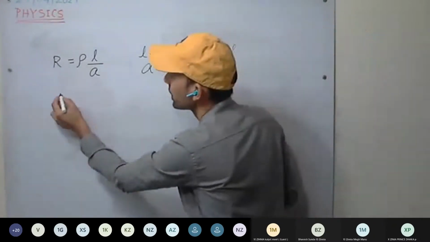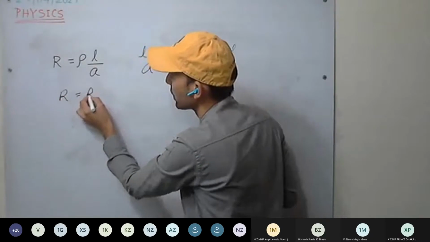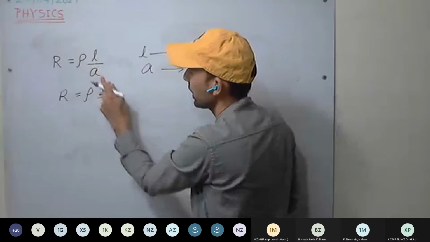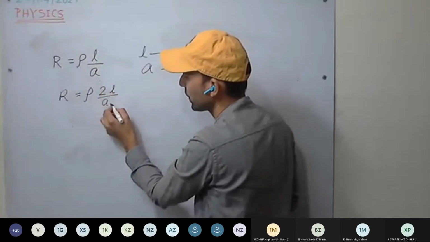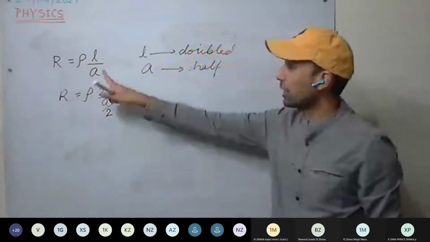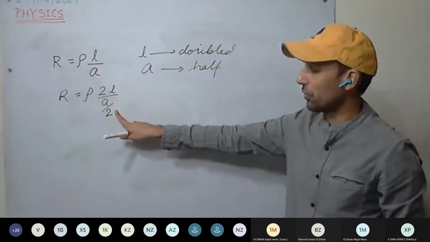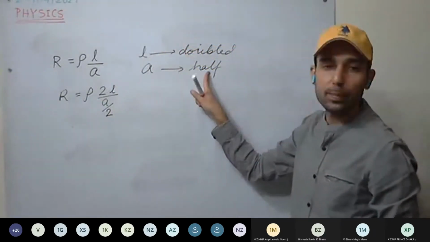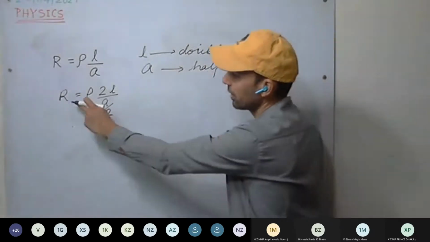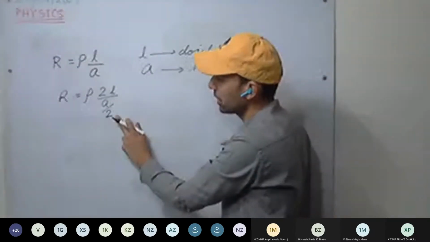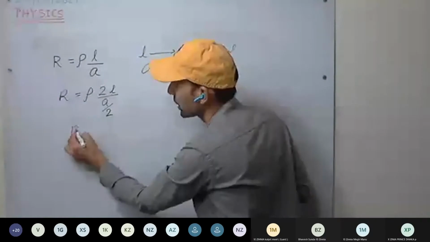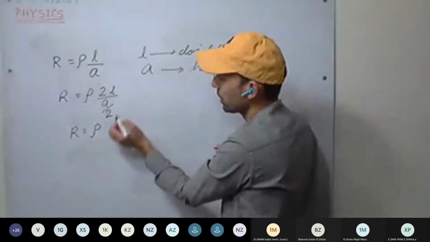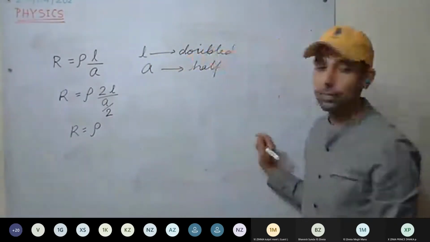Okay? So it means resistance will become how much? Length we have doubled, so this time we can write 2L. Area has become half. This length we have doubled, this area we have made half. This is clear? Anyone have doubt here? Okay. So resistance will be what? Rho, this 2 will come in, 4L by A.